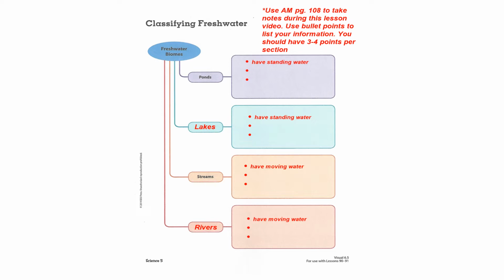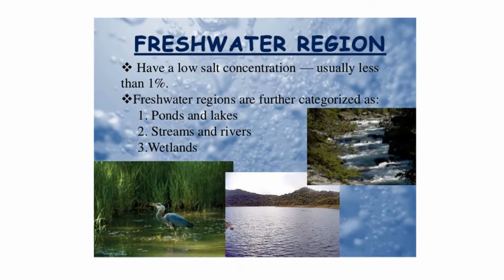You can see we have ponds, lakes, streams, and rivers as freshwater biomes. And you'll notice that these types of freshwater biomes are considered either standing water or moving water. We'll talk more about that in a few minutes.